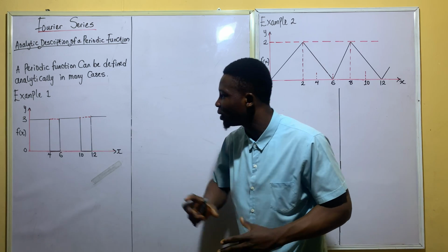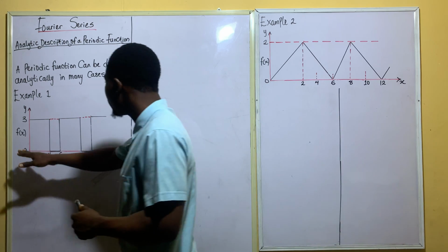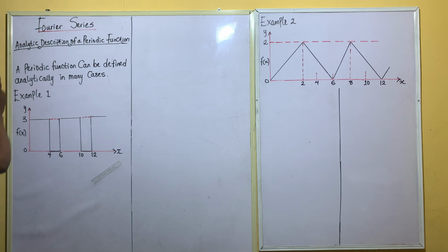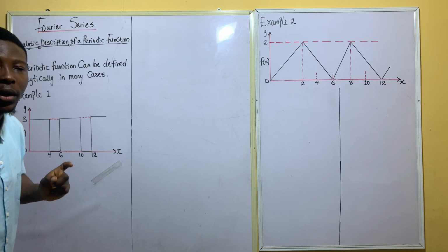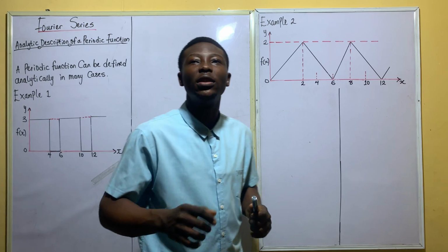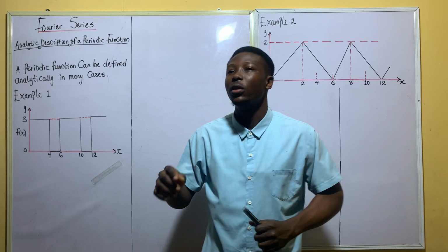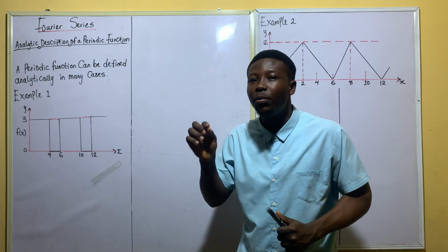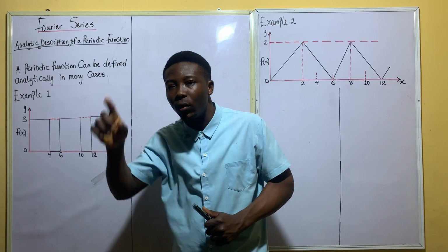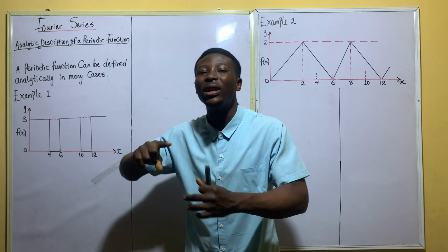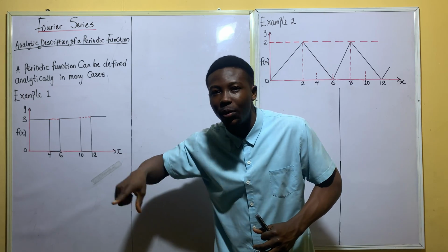So let's look at this first example. Of course, this is your x-axis, this is your y-axis. This is also your f of x axis. Now, this is 0, 4, 6, 10, 12, and this is just 3 here. Now, don't forget we said that a period is a complete circle or cycle. A period is a complete cycle. That means how long it takes for one circle to be completed.